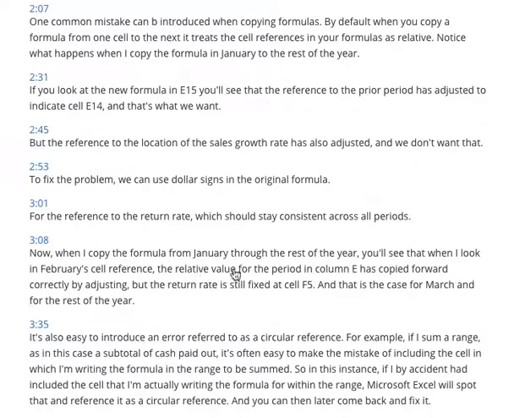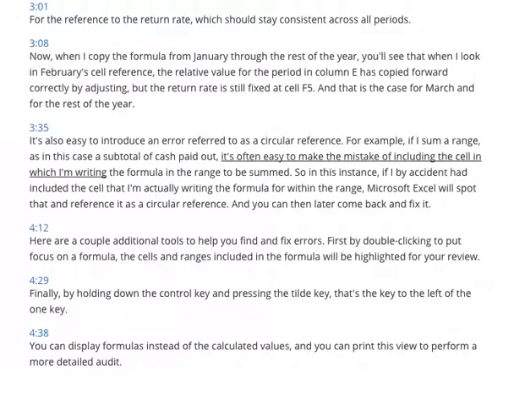Now, when I copy the formula from January through the rest of the year, you will see that when I look into the February cell reference, the relative value for the period in column E has copied forward, correctly adjusting, but the return rate is still fixed at cell F5, and that is the case for March and for the rest of the year. It is also easy to introduce an error referred to as a circular reference.